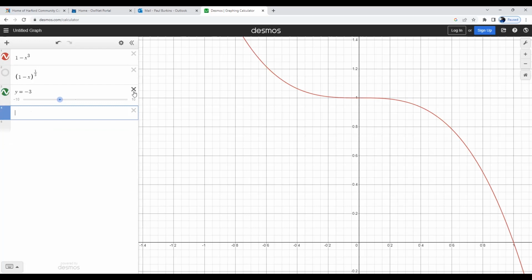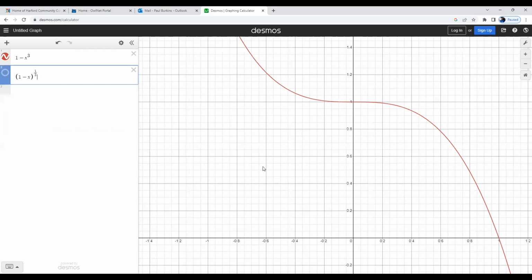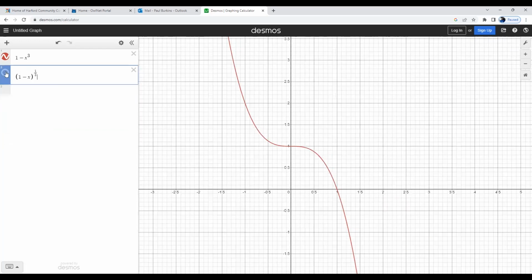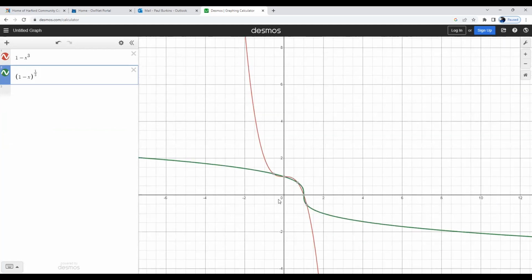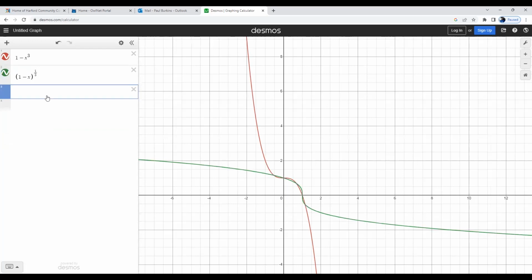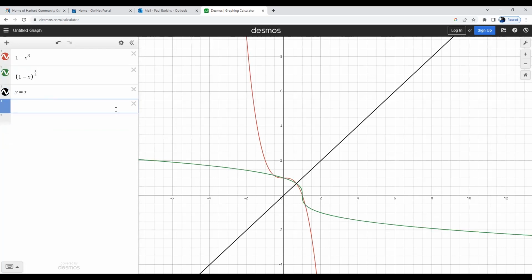So if this guy has an inverse, then they're claiming that this is it. And it might be a little hard to tell, right, that this is rotated about this line. Let me go ahead and make that dotted again. Okay.